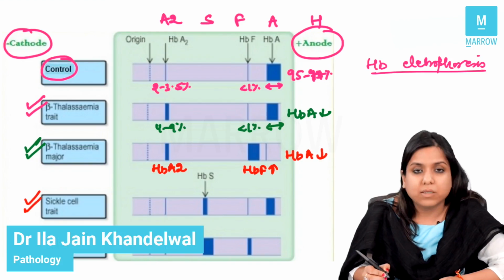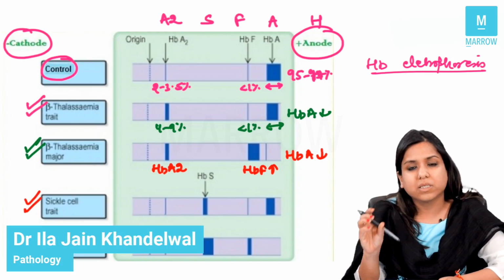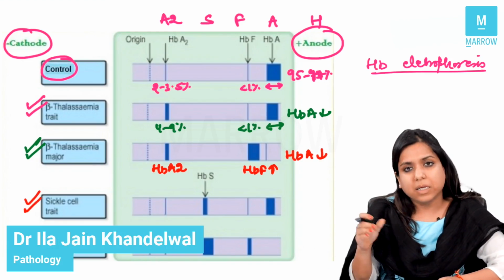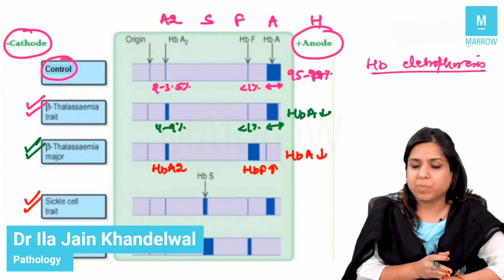Sickle cell trait and sickle cell anemia. What is the difference? In sickle cell trait, there is some amount of adult hemoglobin which is there. In sickle cell anemia, most of this hemoglobin is replaced by sickle cell hemoglobin.